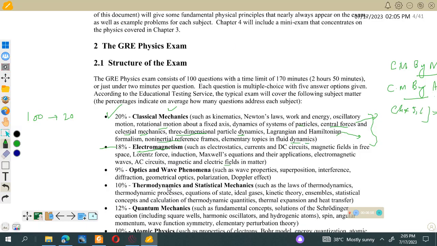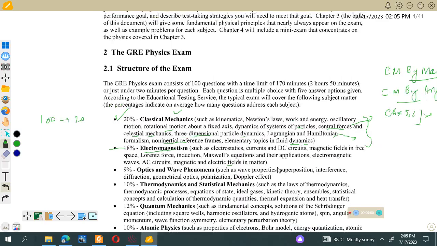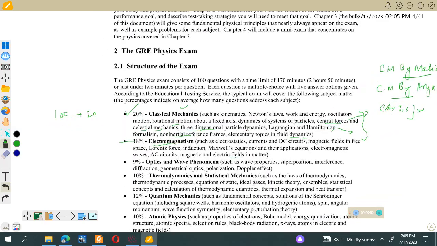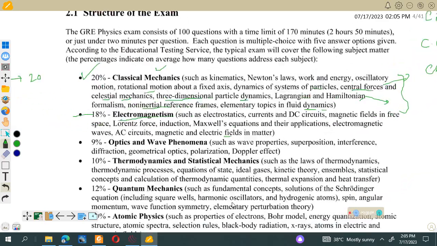And then we have thermodynamics and statistical mechanics. In this, if I maximize and center it, you can see that its percentage is 10%. This includes the laws of thermodynamics, first law, second law, entropy, equations of state, ideal gas equation, kinetic theory, statistical concepts, calculation of thermodynamic quantities, thermal expansion, heat, and transfer equation. So for further detail, if you want.